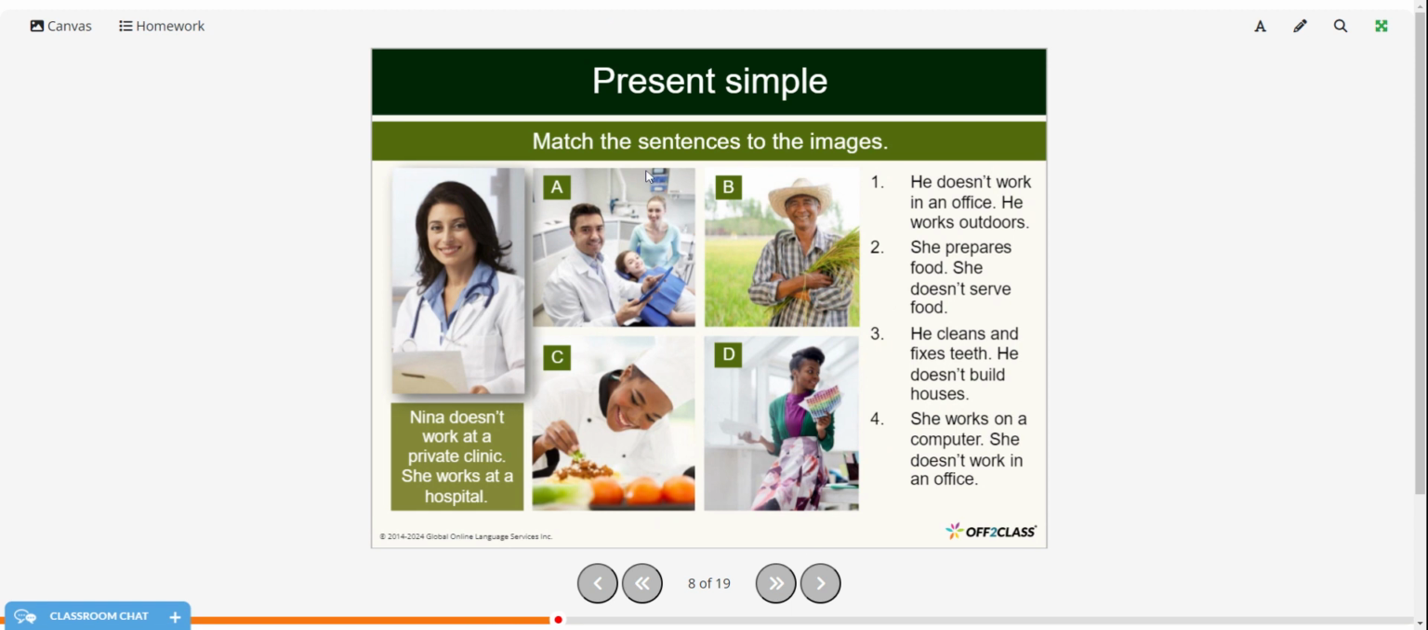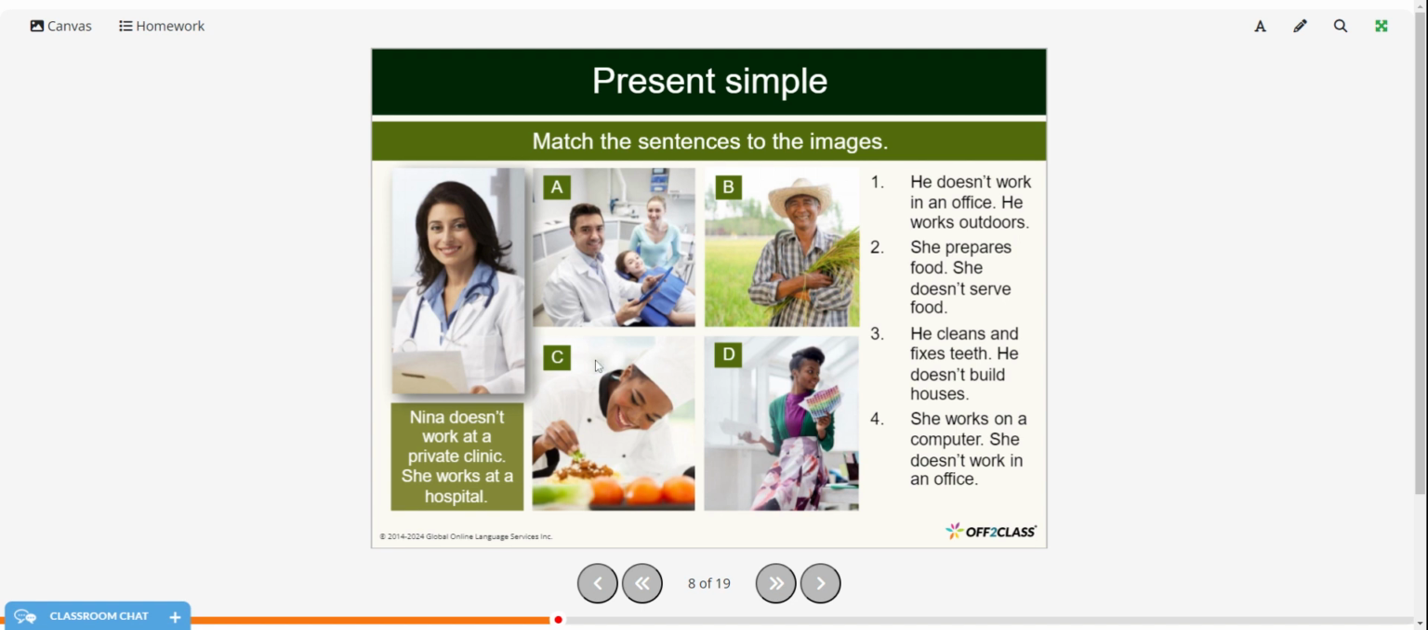All right, so again, we're going to match the sentences with the images. Here's the example. Nina doesn't work at a private clinic. She works at a hospital. So we have one negative sentence and a positive sentence. So go ahead and see if you can match these. Pause the video while you do that, and then restart when you're ready to hear the answers.